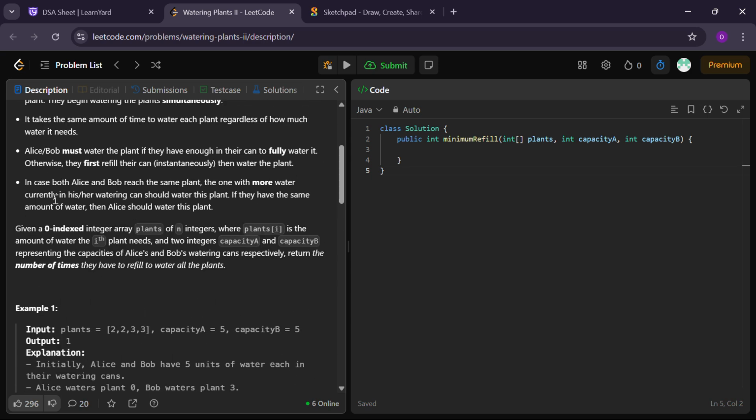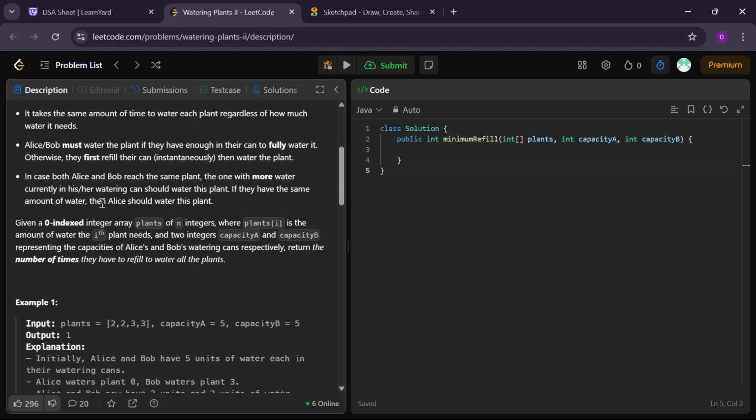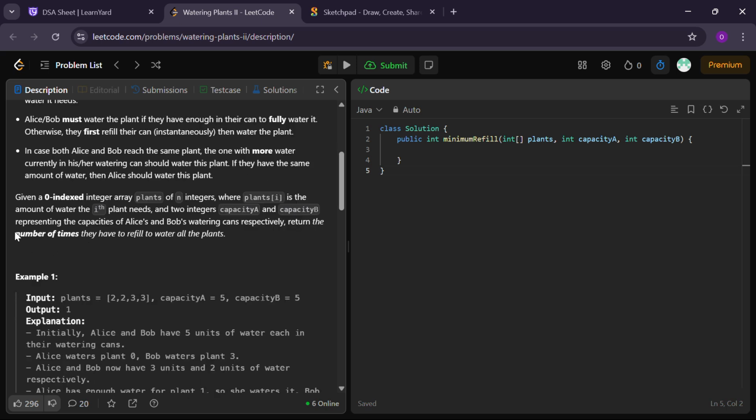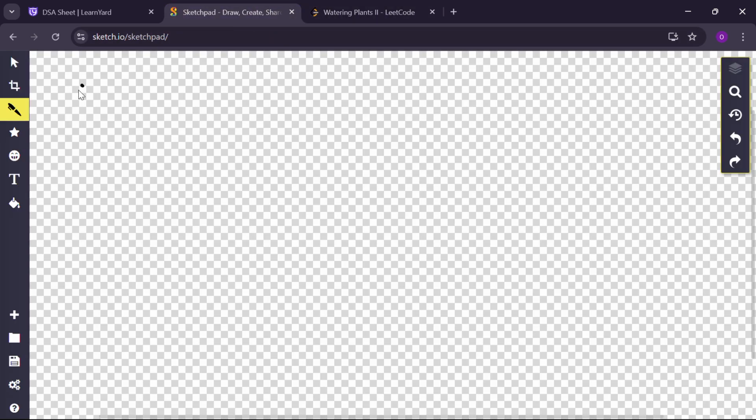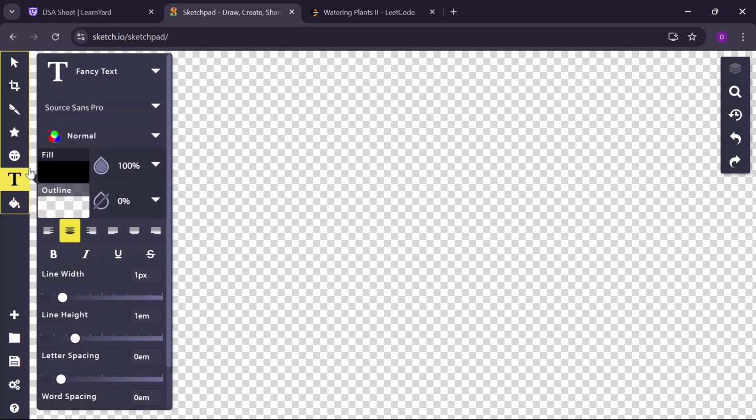Now the last part says in case both Alice and Bob reach the same plant, the one with more water currently in his or her watering can should water this plant, and if they have the same amount of water then Alice should water this plant. So we need to return the number of times they have to refill to water all the plants. That was a good question. Let's try to see how it works.